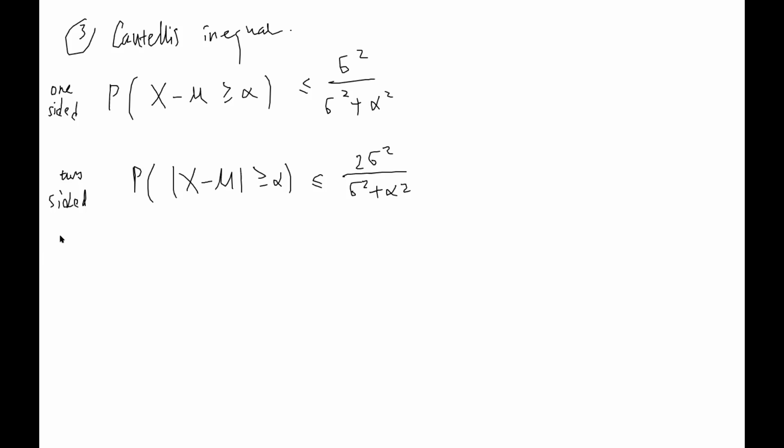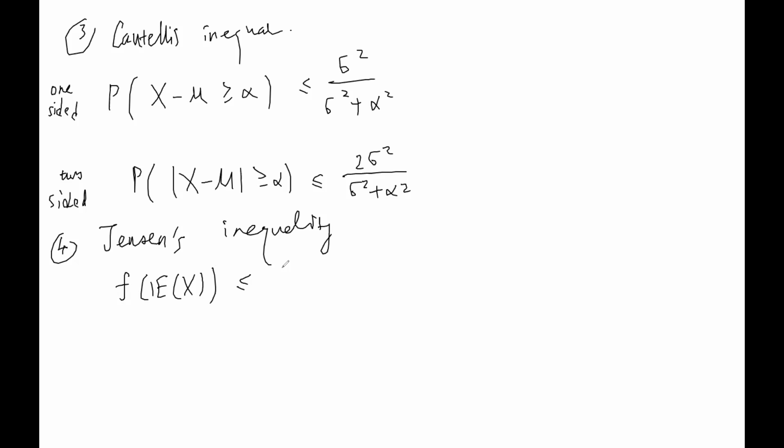Okay, then the fourth inequality is Jensen's. Jensen's inequality. So basically for this one, you have the following. If your f is convex, okay, then you will reverse the sign if f is concave, right?